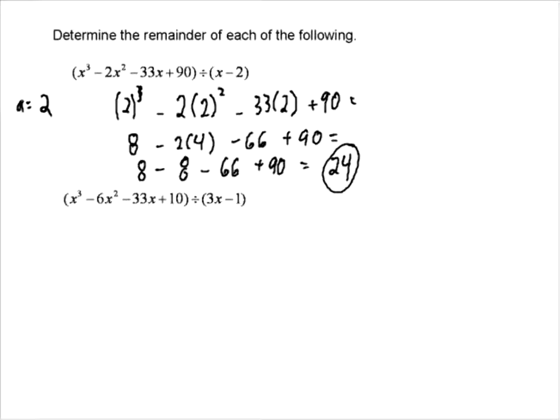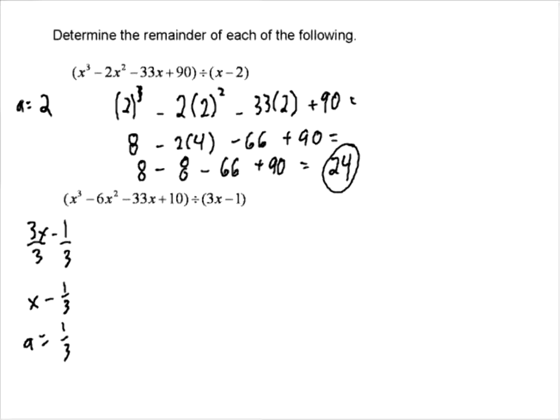So let's look at the next example. What is our a value in this case? Now, this is not in the form of x minus a, so we need to put it in that form. So if we have 3x minus 1, we need to make this in the form x minus a. So we need to divide this by 3 and divide this by 3. So what we really get is x minus 1/3 is what we're dividing by. That tells you that your a value is just 1/3.